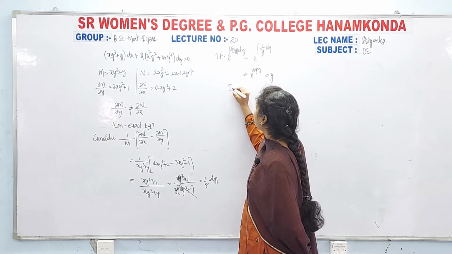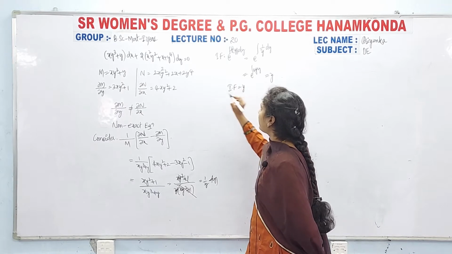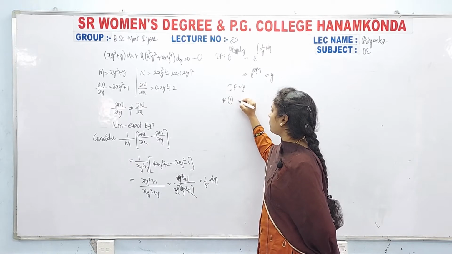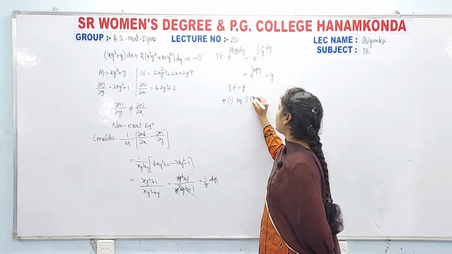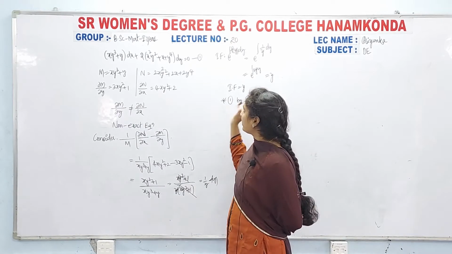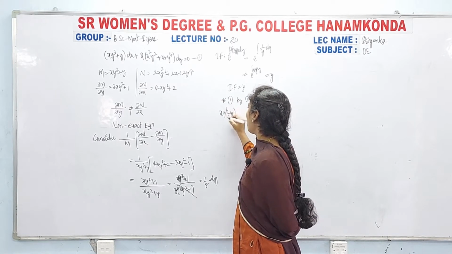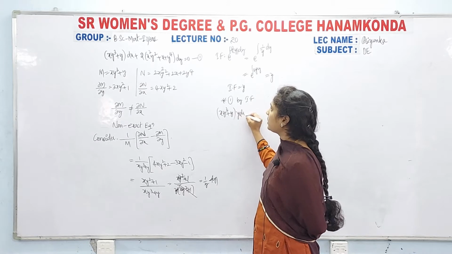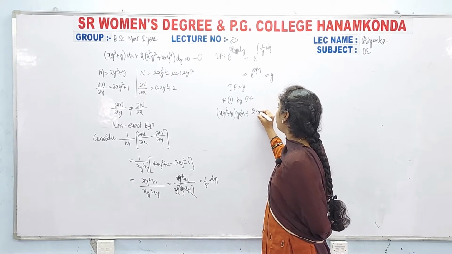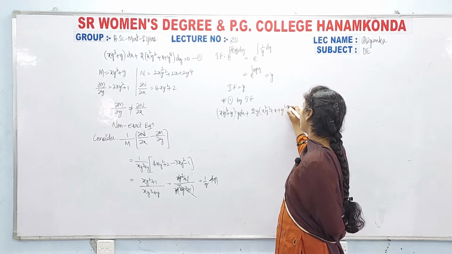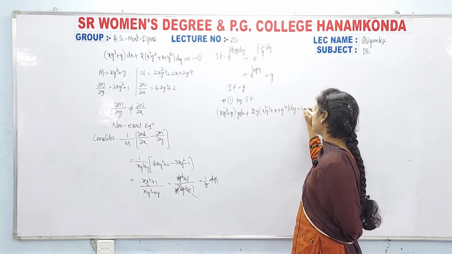Now the integrating factor is equal to y. This is equation number 1. Now we have to multiply equation 1 by the integrating factor. Then we will get (xy^3 + y)dx + (2x^2y^2 + x + y^4)dy = 0.